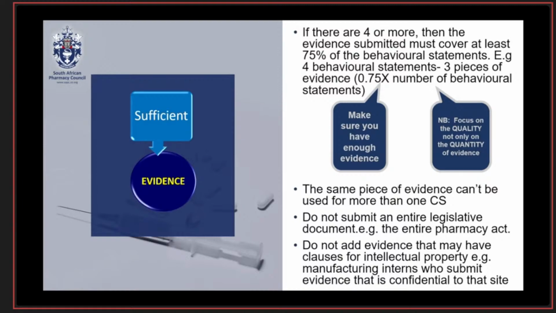It's very important: the same piece of evidence cannot be used for more than one competency standard. So you cannot submit the same prescription for 5.3 that you submit for 3.5 that you submit for 2.2. So you have to have new evidence for every portfolio of evidence, but one piece of document or one piece of legislation, for example, can be used for more than one behavioral statement. So within one activity, a piece of evidence can link to more than one behavioral statement, but one piece of evidence cannot be used in more than one domain.